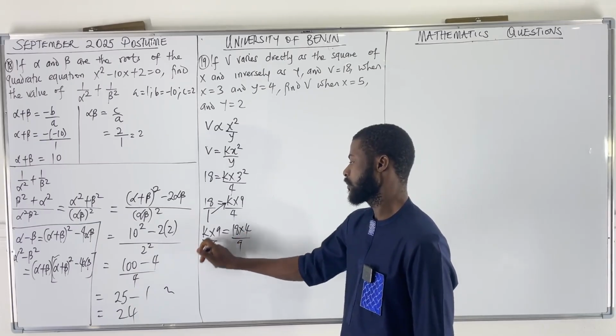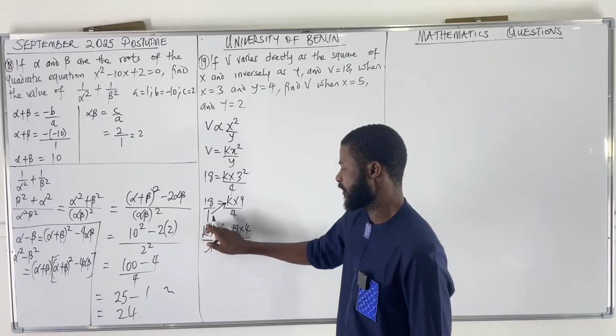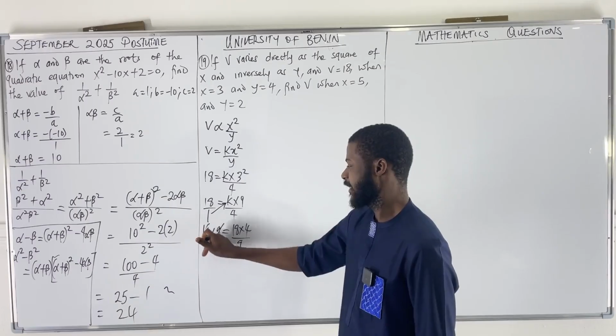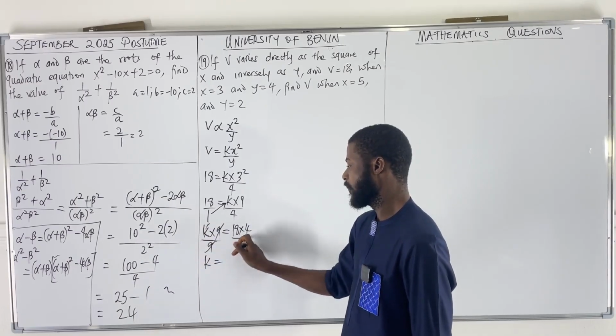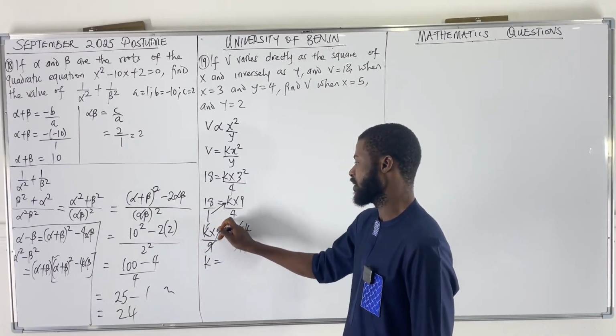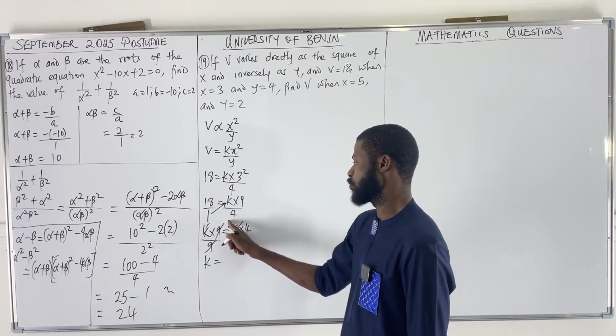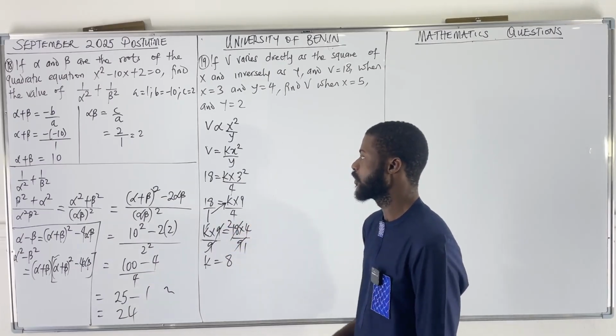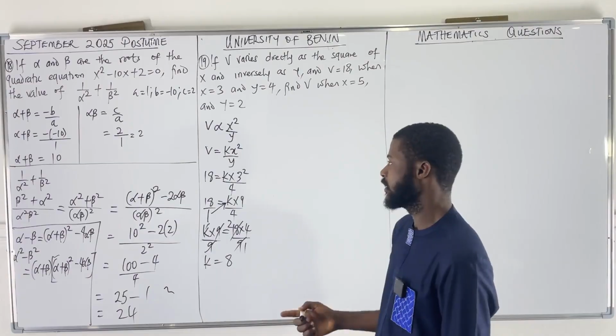Oh no, sorry, it's supposed to be this other one, not k. So this will be k equal 9 here is 1, 9 into 18 is 2. So what's left is 2 times 4, which is 8. So it means our constant of proportionality is 8.